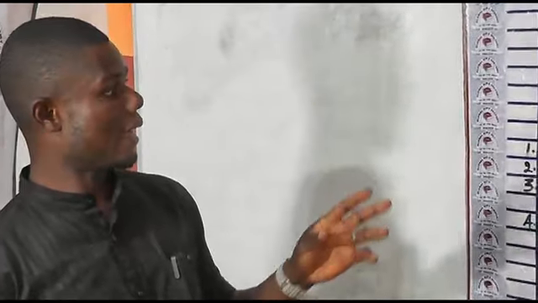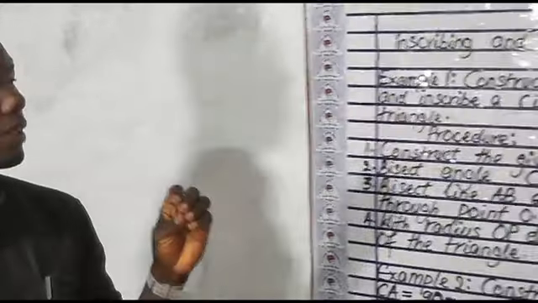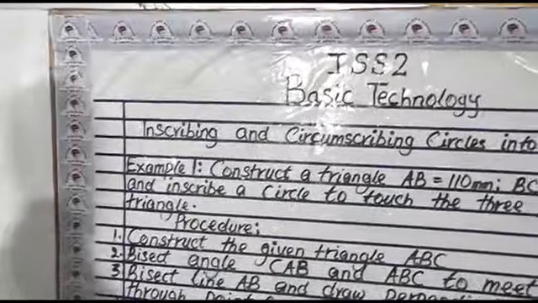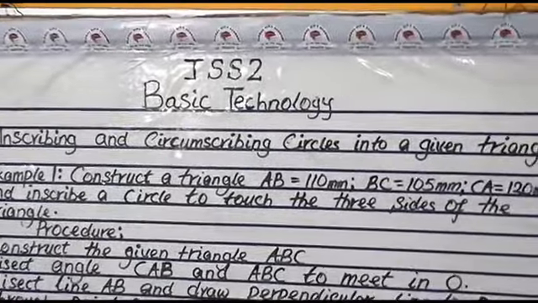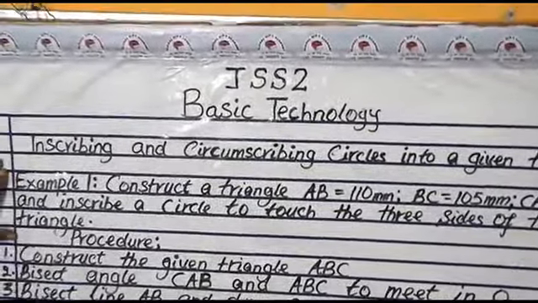Today we are going to continue from where we stopped in our previous lesson. Here we'll talk about geometrical construction, and under it we look at triangles. We were able to define what a triangle is all about. We classify triangles, we also look at the different types of triangles, and we were able to construct some triangles in our previous lesson. And today we are going to continue with that by inscribing and circumscribing circles into a given triangle. Alright, so we have some examples here on the board.